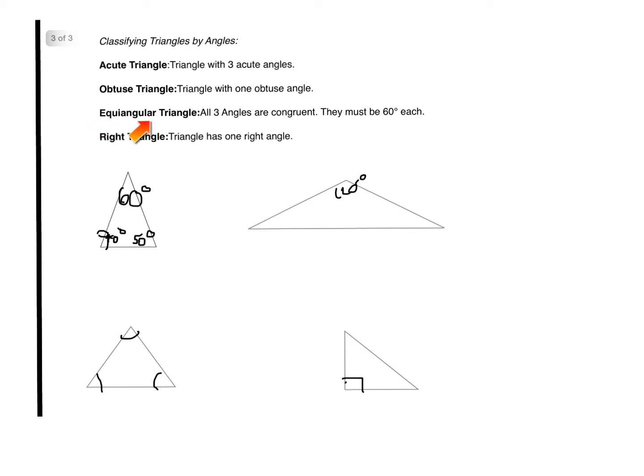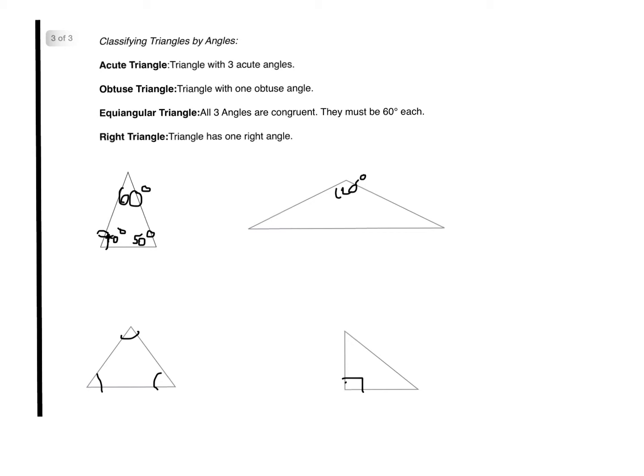Okay, the next one is an equiangular triangle. All three angles are congruent. Each angle must be 60 degrees. And then the fourth one is the right triangle, which is a triangle that has one right angle.